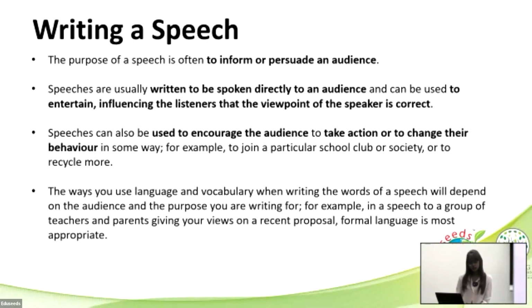It also can be used to encourage the audience to take action or to change their behavior in some way. For example, you are writing a speech to create awareness to join a particular school club or society, or to recycle more. So how are you trying to persuade your audience, which is your students? You will use this chance. You are giving a speech to your school students to attract them to join a particular school club or society. Or you are trying to create awareness about recycling. So that is why you are writing this speech.